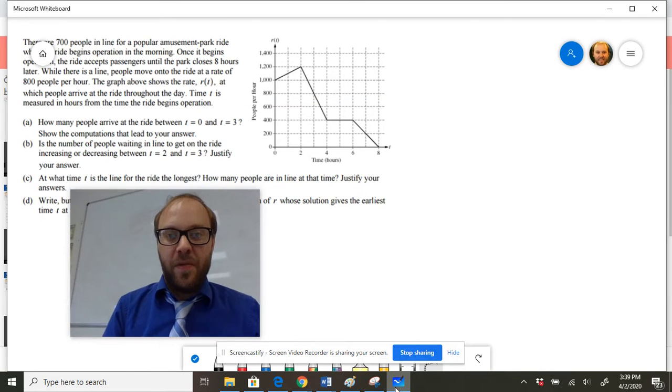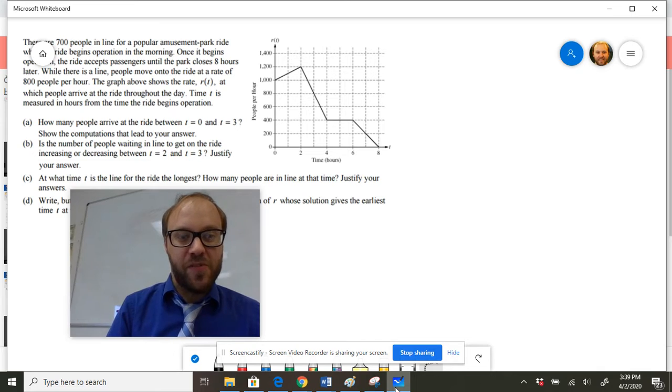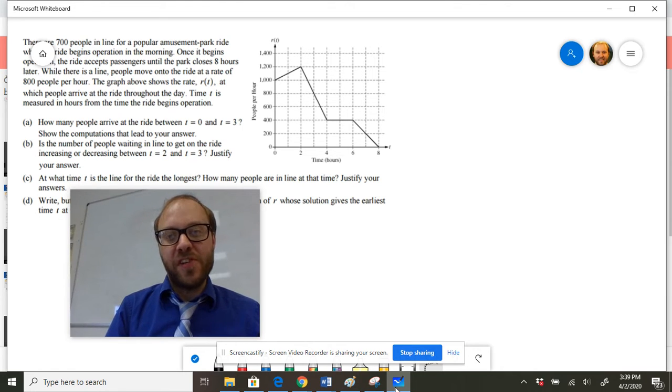I had some questions from people about part C of number four, so I want to take a look at that. It's people getting in line at an amusement park, and they want us to figure out at what time the line for the ride is the longest. So, first of all, think about the fact you have a function here, maybe you could call it function L, that represents the number of people in the line at any given point in time.